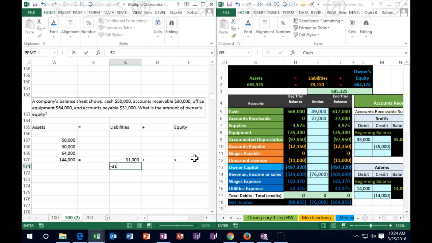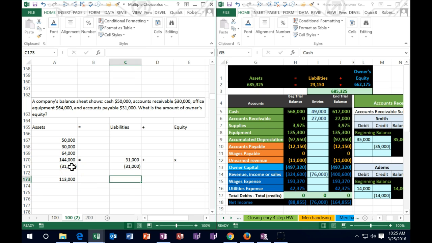So 31 from each side of the equal sign. Here's the equal sign. So this is our bit of algebra here. So we're subtracting 31,000, and that means that we are left with the 144 minus the 31. So obviously I did a plus there, but it's the 144 minus the 31, and it's a positive number in Excel when we add those up, because I entered this as a negative number.